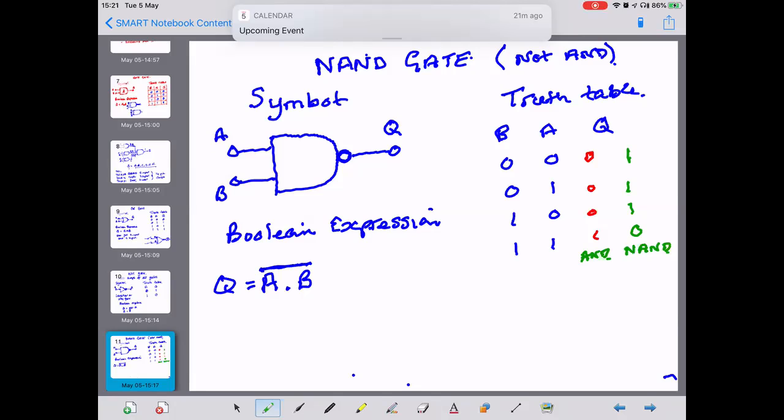Again, we can get 3 inputs and we can chain them together. Also, what we can do is this. So there's an AND gate. Join these two together and we've got a NOT gate.